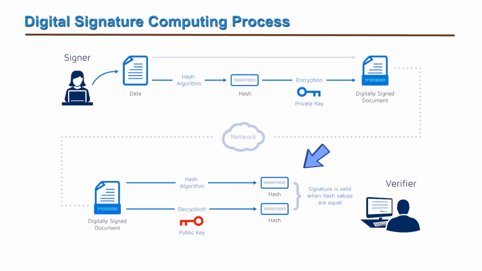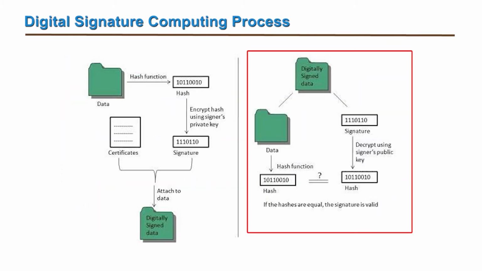If the decrypted hash matches the received computed hash of the same data, it proves that the data has not changed during transit since it was signed. If the two hashes don't match, there is a possibility that the data has been tampered with.